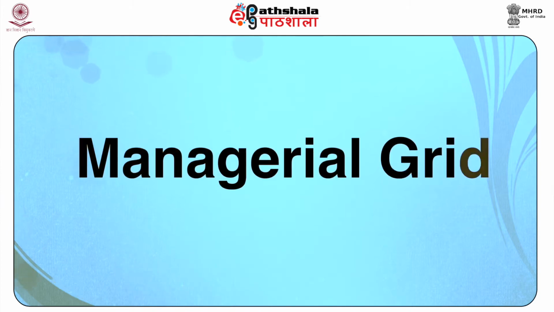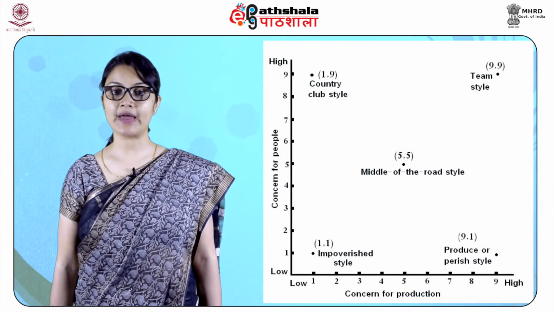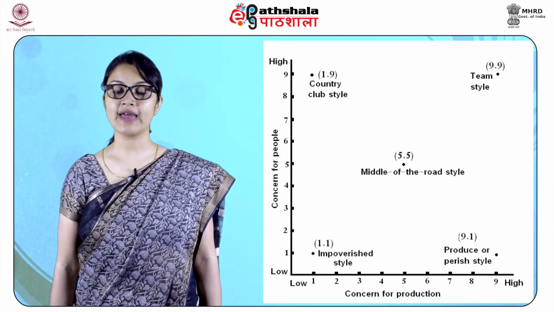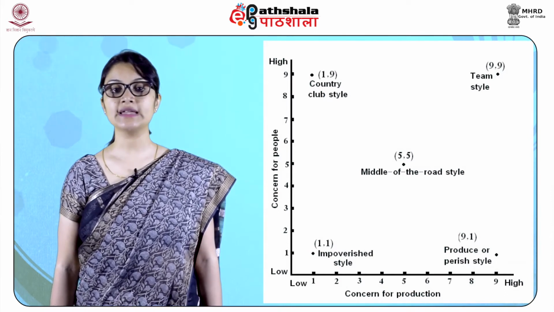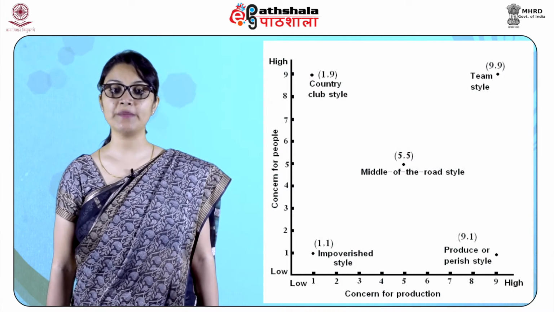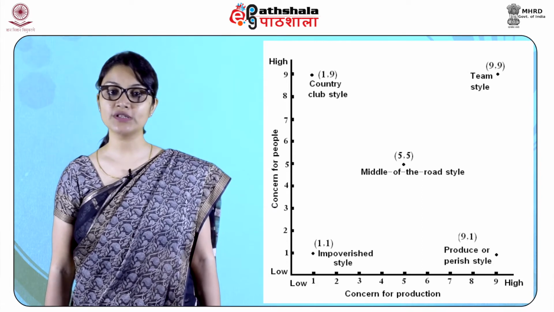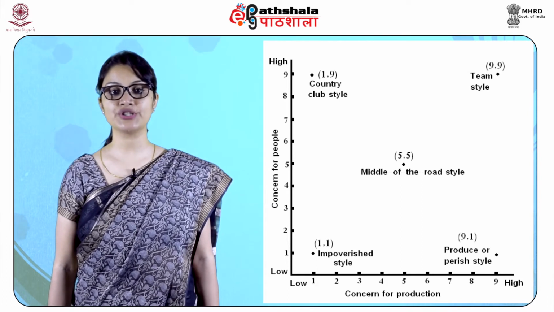The third is the managerial grid. The managerial grid was proposed by R.R. Blake and J.S. Mouton in 1964 as a two-dimensional 9x9 matrix of leadership style. It has also been referred to as the leadership grid.